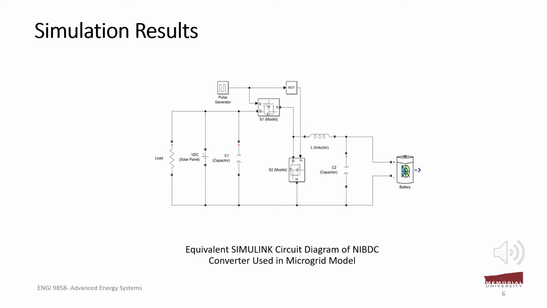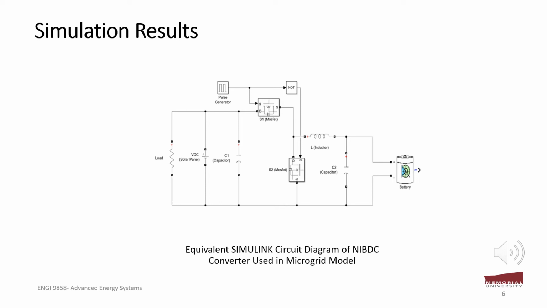For simplicity, a 48-volt DC source represents a solar panel or any other DC source, for example, rectified AC power. The 12-volt battery represents an electric vehicle for charging. A load is connected in parallel to the source and battery. The MOSFET switches, S1 and S2, are controlled by the pulse generator's gate signals, so that when S1 is triggered, S2 is kept off.